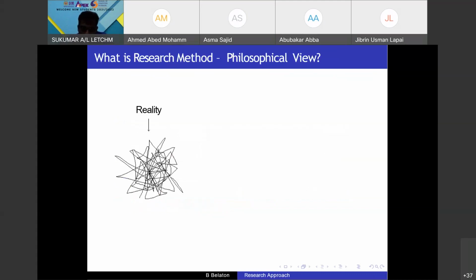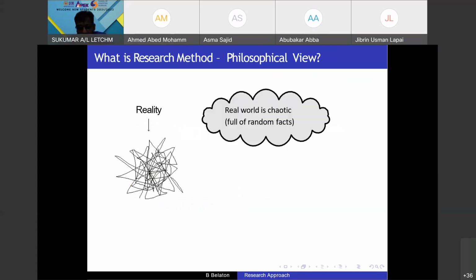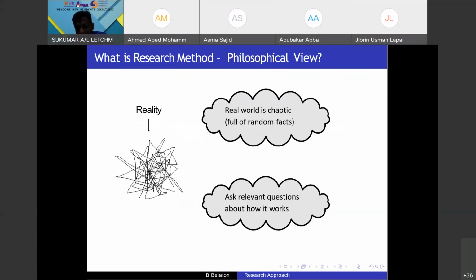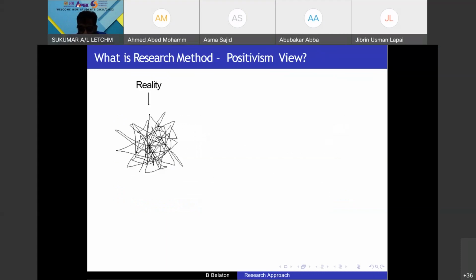Basically this is a philosophical view. I won't go into much detail about this. The real world is chaotic, with many relevant questions about how it works, but at the end of the day, you try to simplify. That's the reason I mentioned to you: you don't solve the real world problem in the whole world. What you are going to solve is a real world problem, but a very small one. It's not everything.